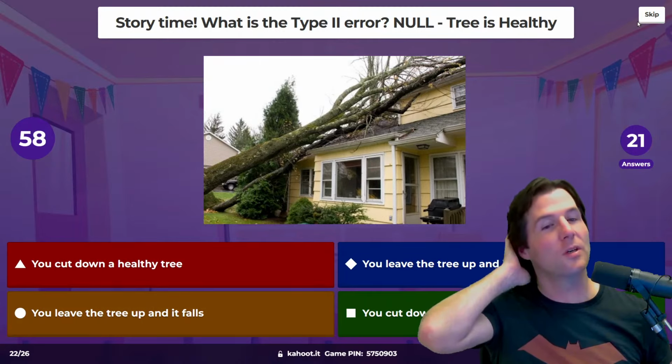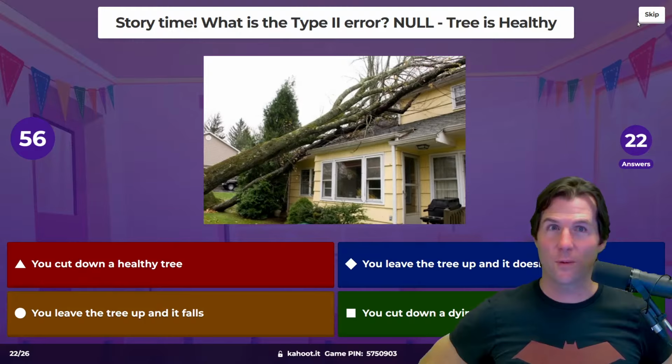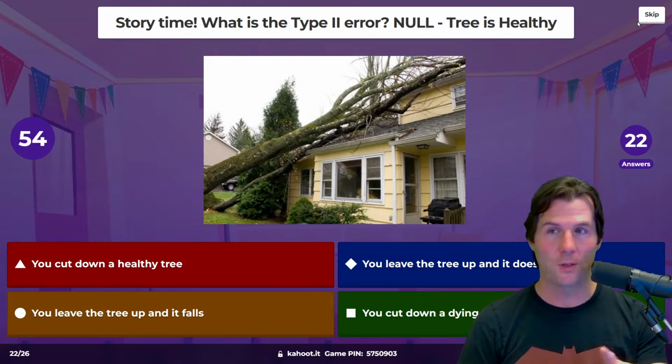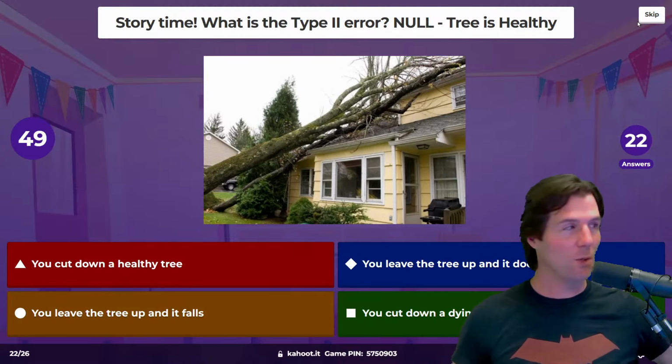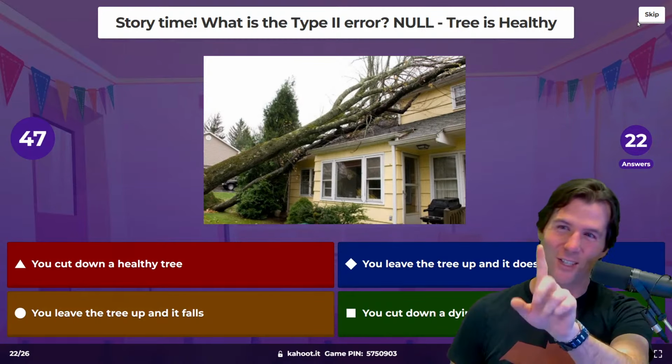So does the null or alternative require evidence? It is the alternative that requires evidence. The null does not. The null is what you believe. I walk around my lawn, I'm like, my trees are healthy. And then I see one start to lean. I'm like, that's evidence that that tree is not healthy.